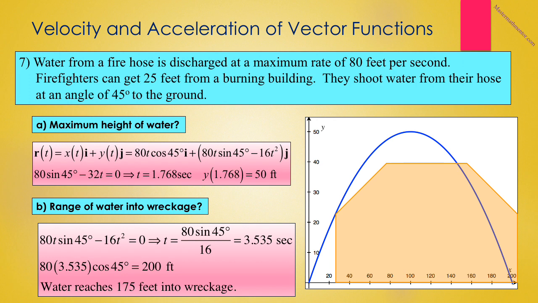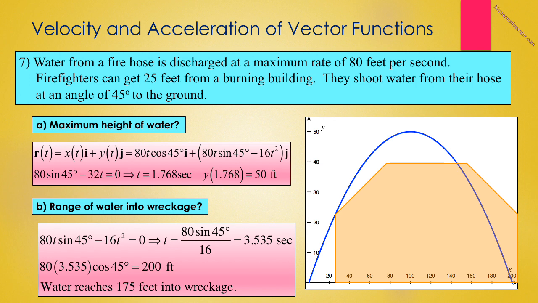To find the maximum height of water, we set the derivative of the y component equal to 0. 80 sine 45 degrees minus 32t is equal to 0, getting t is equal to 1.768 seconds, and then plug that back into the y component, 80t sine 45 minus 16t squared, to get exactly 50 feet.